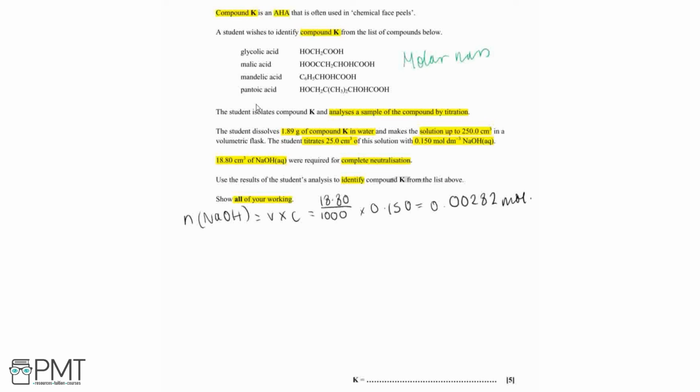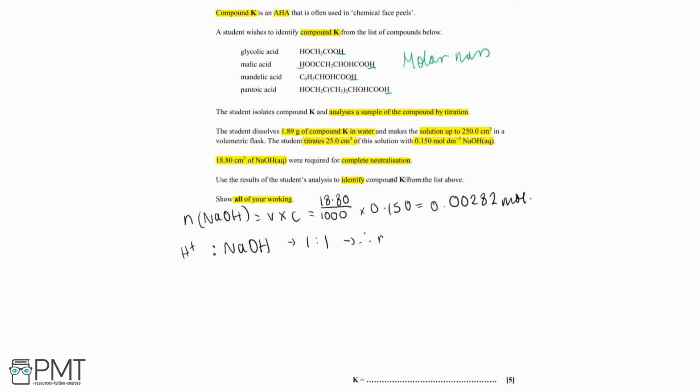So now we need to use this to work out the moles of the acid that we've got. Each of these compounds are alpha hydroxy amino acids, so we can see that they've all got a carboxylic acid group in them. And we can see that from this list, we've got 3 monoprotic acids and 1 diprotic acid. Because the majority of these are monoprotic, it will be a sensible assumption to assume that we've got a 1-to-1 ratio overall. So for now, we're going to assume that our ratio of the acid to the sodium hydroxide is 1-to-1.